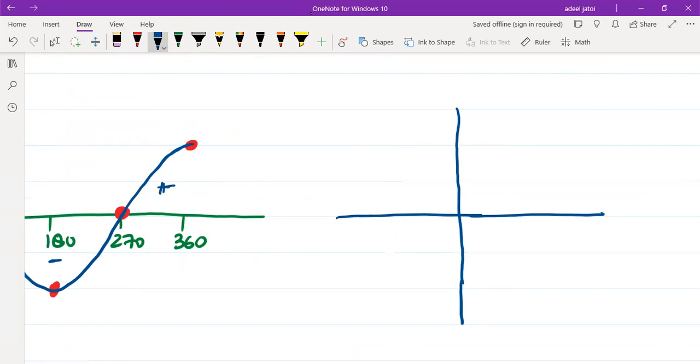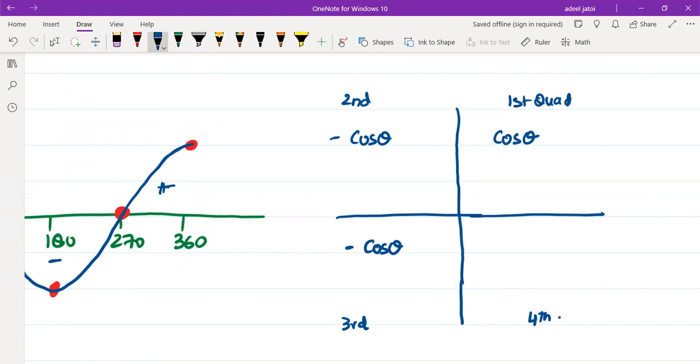This is your which quadrant? First quadrant. This becomes your second quadrant. This becomes your third quadrant. And this becomes your fourth quadrant, right? So cos is positive in the first quadrant. Cos is negative in the second quadrant. Cos is negative in the third quadrant. But cos is positive in the fourth quadrant.